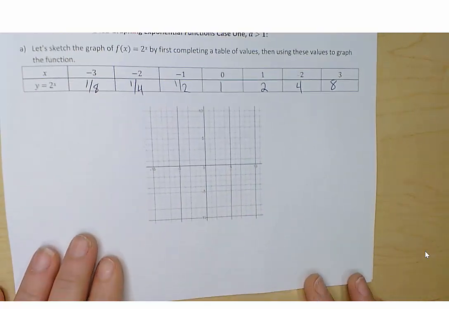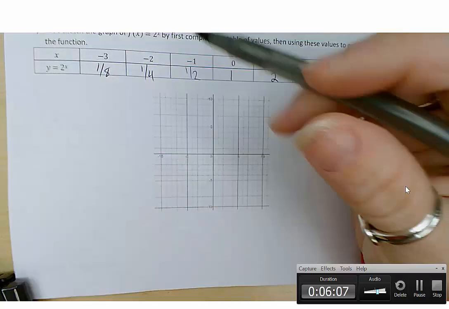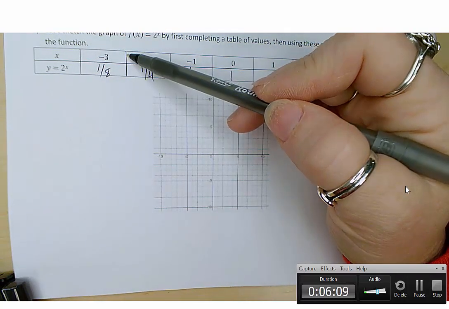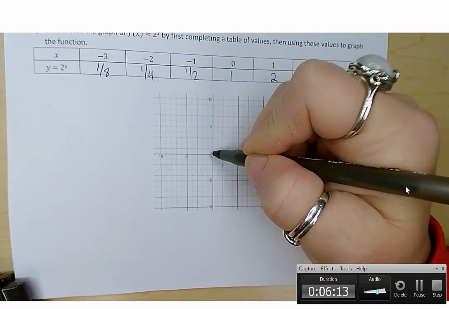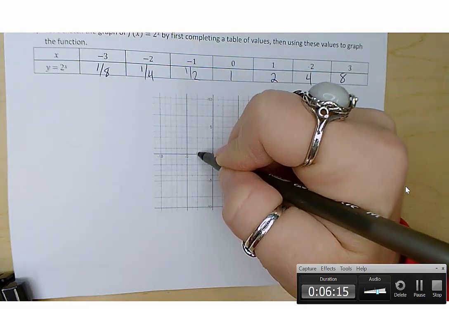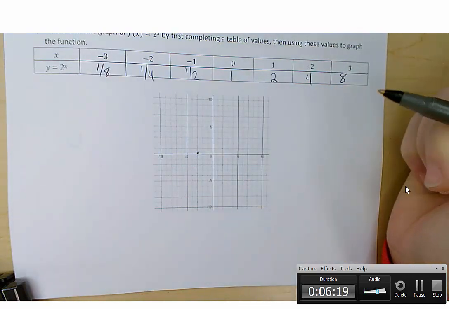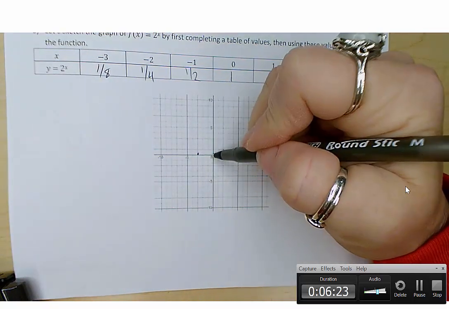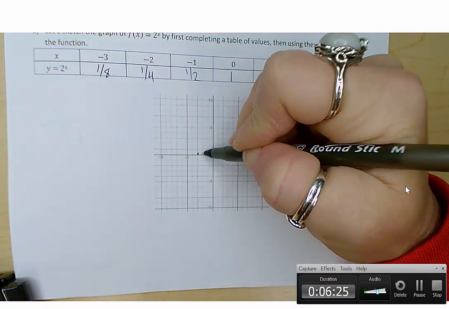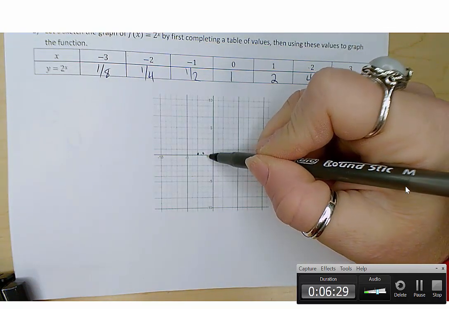So let's see what this graph would look like if we plot these points here. For our first point, we have negative 3 and a 1/8. So if we go left 3, 1, 2, 3, a 1/8 is actually about a positive 0.125 there. So it's going to be right above that line there. For negative 2, we have a 1/4. So it's just going to be a little bit higher here.